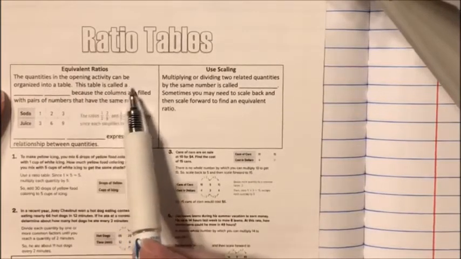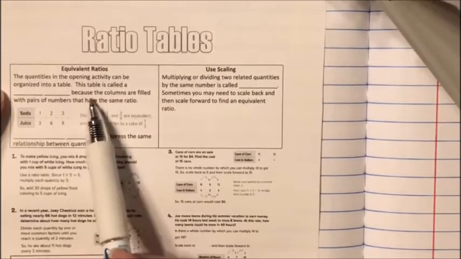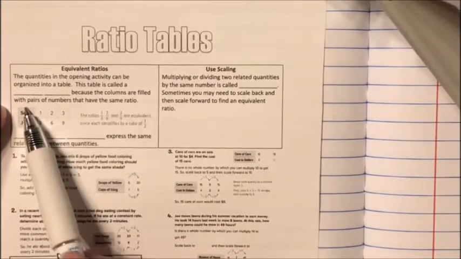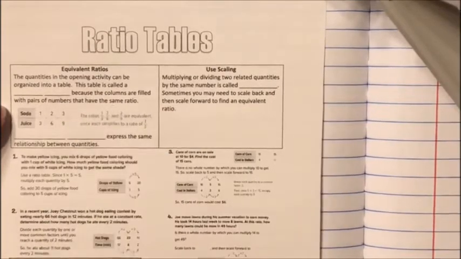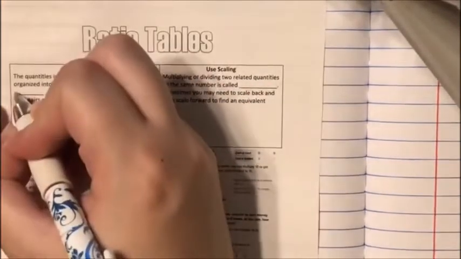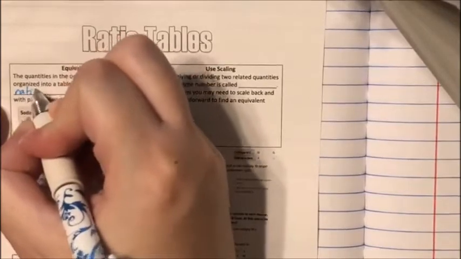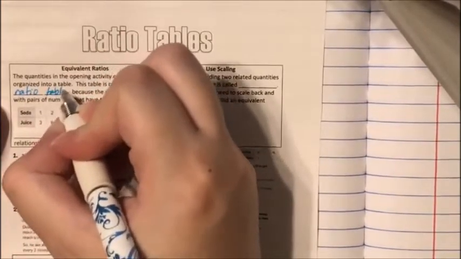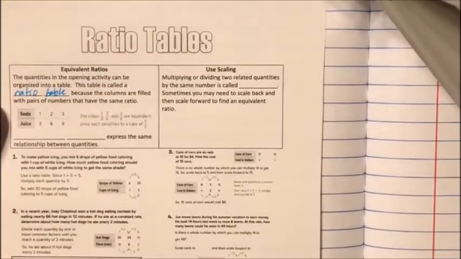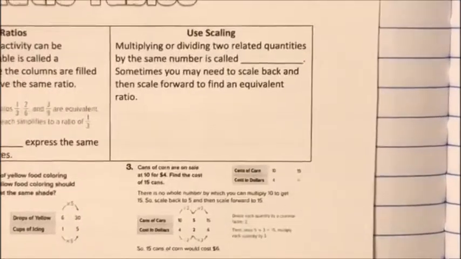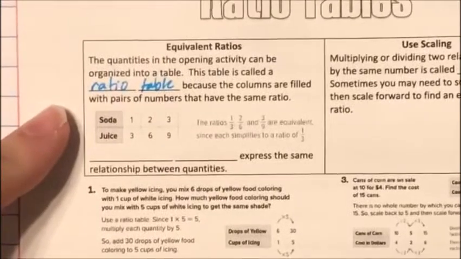This table is called a blank blank because the columns are filled with pairs of numbers that have the same ratio. In those two blanks, you're going to write ratio table. Ratio table. Zoom in a little bit more to make it a little bit easier to see.